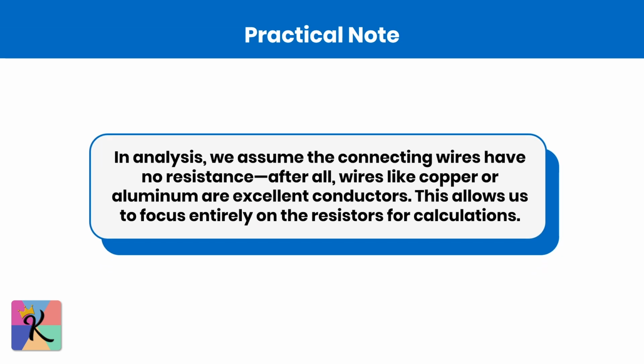Practical note: in circuit analysis, we assume that connecting wires have no resistance. Wires like copper or aluminum are excellent conductors, so this allows us to focus entirely on the resistors for calculations.